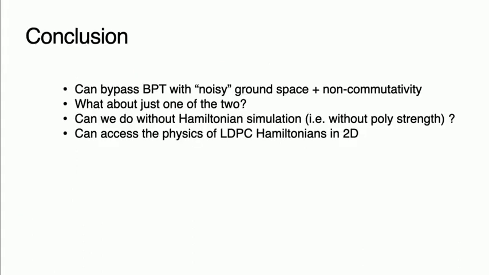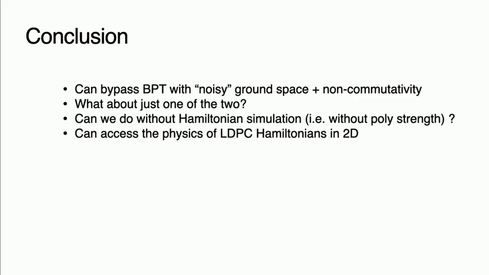Great, so in conclusion, we can bypass the Bravyi bound with noisy code states, by selecting a Hamiltonian whose ground state has noisy code states and is also non-commutative. I think an interesting question is, can we get rid of one of the two and still bypass BPC? In some sense, having a noisy ground state could be an interesting avenue because you don't really need a ground state that precisely captures the code states. You just want something that is correctable in the end.